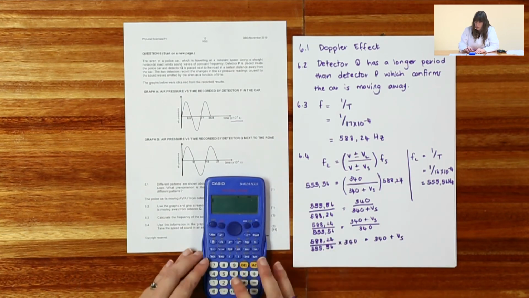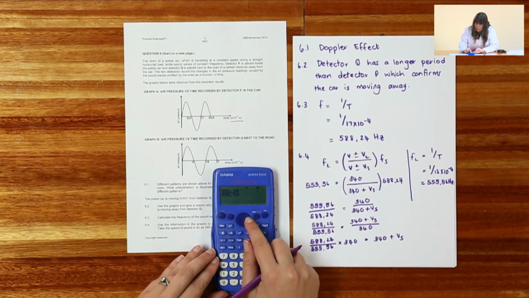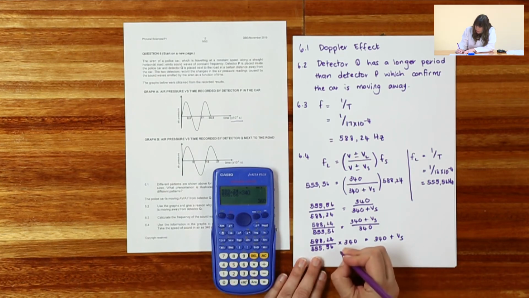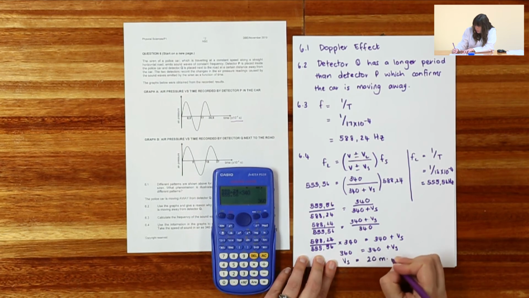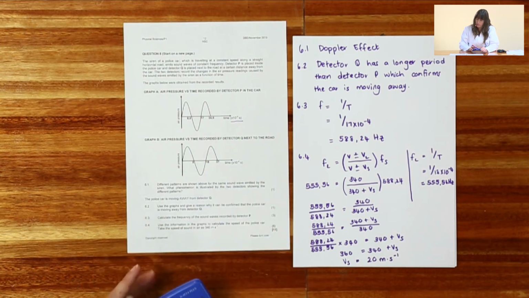I'm going to type this whole thing into the calculator to simplify a bit there. 588.24 over 555.56, and that whole fraction is multiplied by 340, and so we get an answer here of 360, which is equal to 340 plus Vs. And so if we want to get Vs by itself, we're going to say 360 minus 340, so Vs is going to be equal to 20 meters per second. And so there we have the velocity of the police car. And that is the end of question 6 from November 2019.